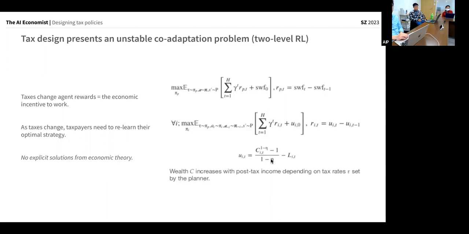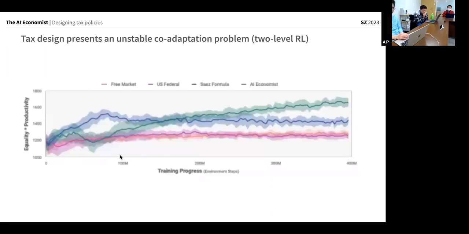The idea is that the more money you make, the more you can consume, so the bigger C is. Then you get positive utility, but then you have to subtract the labor that you have to do. The more you work, the less happy you are, right? And then the other thing is that for this C here, we also have to subtract the taxes from that. So it's the post-tax income, right? And then you can see that as the planner is changing the taxes, this utility function is going to change, and that changes the reinforcement learning problem for the workers.